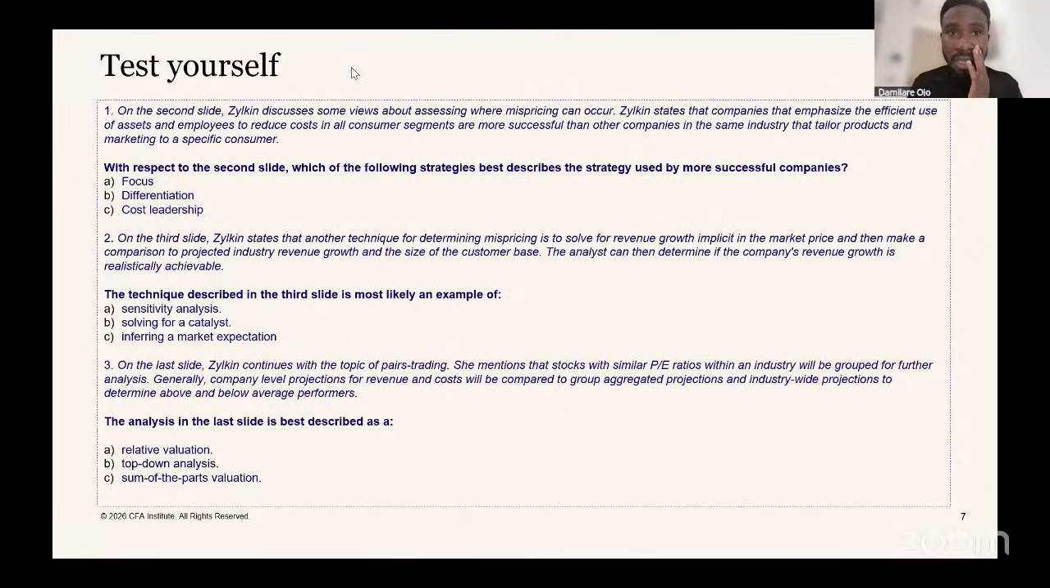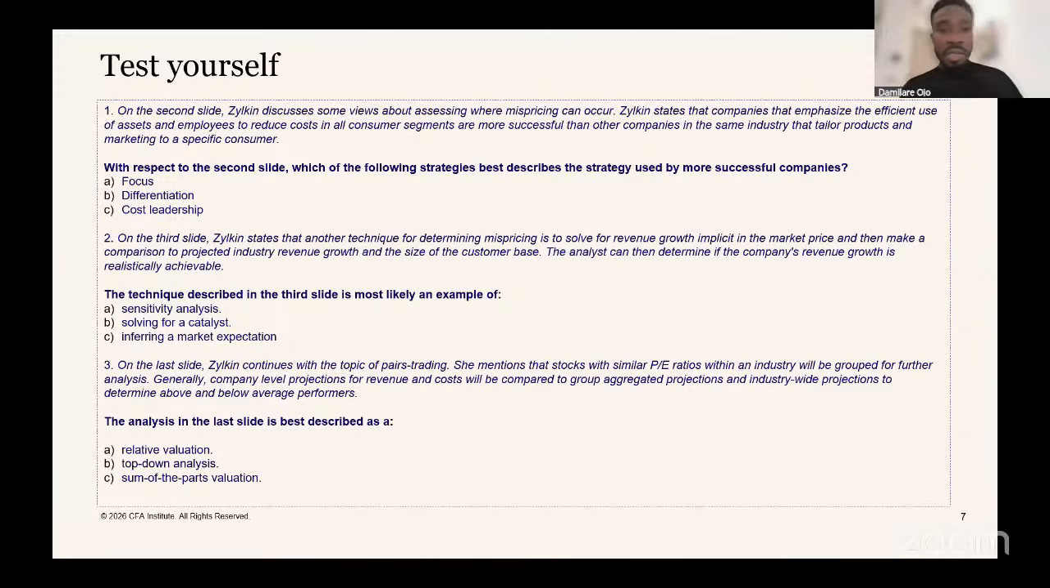I hope that is clear to the person or the people that thought the answer is B. So nothing speaks to differentiation here. It is cost leadership. Question 2. On the third slide, Zicklin states that another technique for determining mispricing. Please, if anything is not clear, you can just drop a chat that please explain this again so that we are sure that everyone is on the same page.